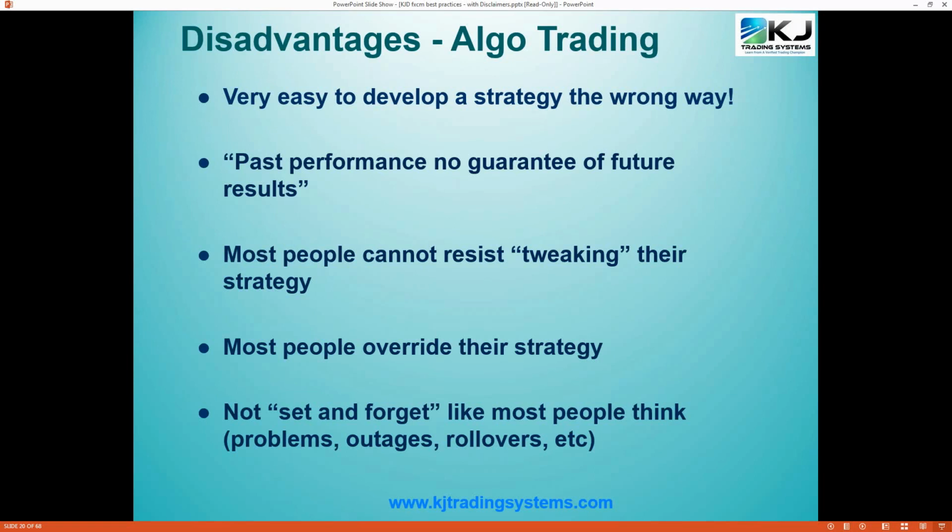A lot of people continuously tweak, modify their strategy when they do algo trading. That's not good. Most people override it. I just mentioned the person who overrode the strategy and lost out. And I don't even know if he's still trading it, to be honest. I haven't talked to him. And it's not a set and forget type thing.